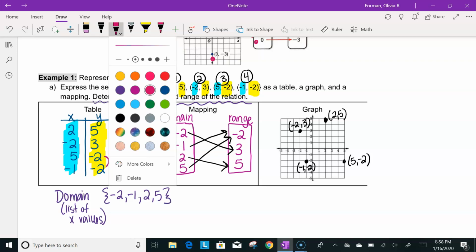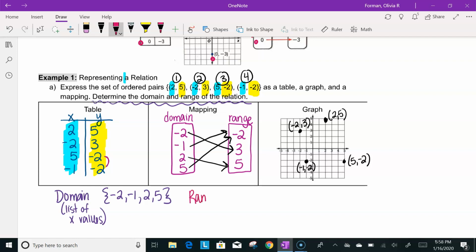Then I go and I find my range. My range is going to be a list of y values. And if you don't have enough room to really write that in there, there is sort of a space for it on the next page. So don't get too worried. The range, again, look at this box right here. It's a -2, 3, and a 5. So we just put it in the squiggly brackets to show that it's a set of numbers.